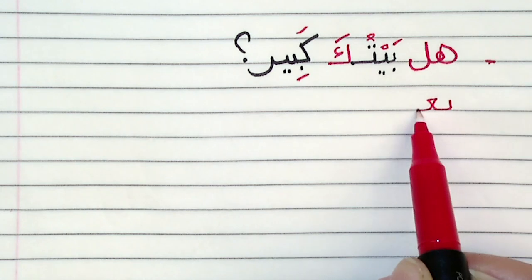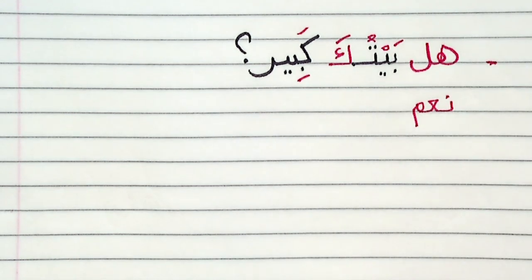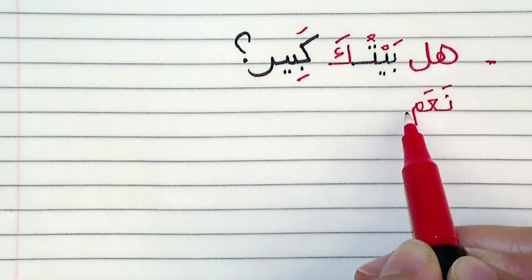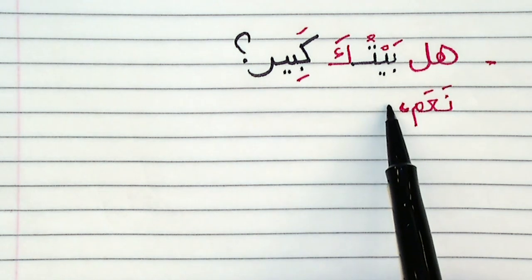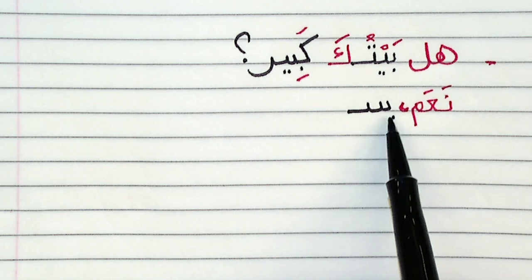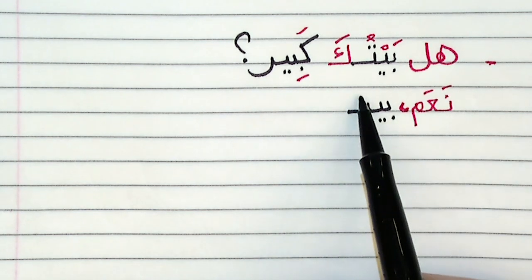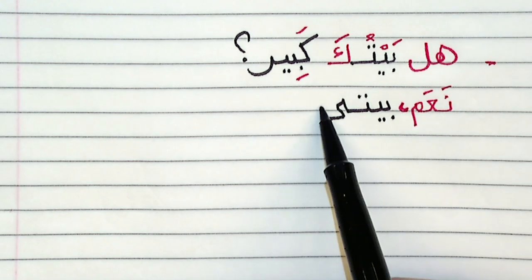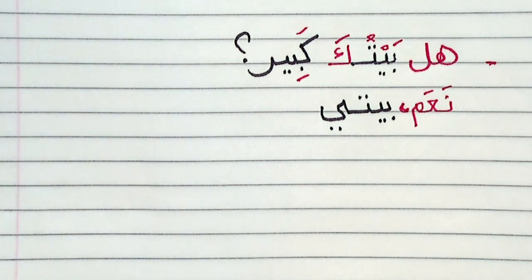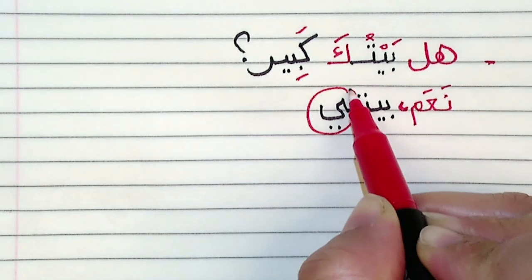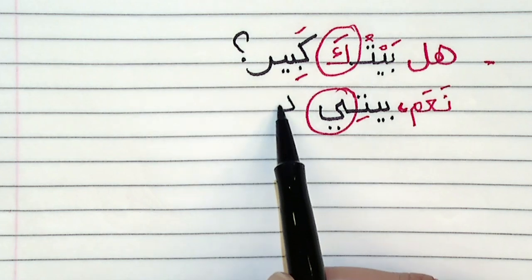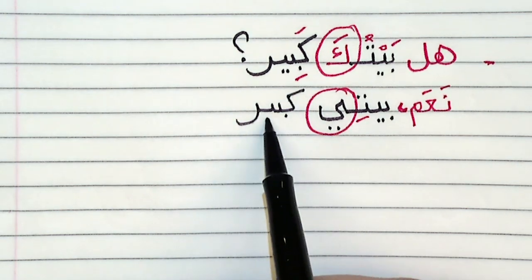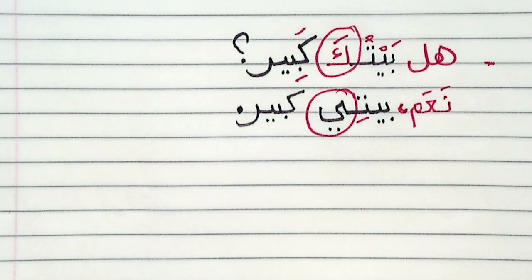نعم. So I'm saying نعم, and I put a comma up here. بيتي, because I'm responding. I'm not going to say بيتك. بيتي, and here is the indication of my. Here we have ka. نعم, بيتي كبير. Period. نقطة. نعم, بيتي كبير.